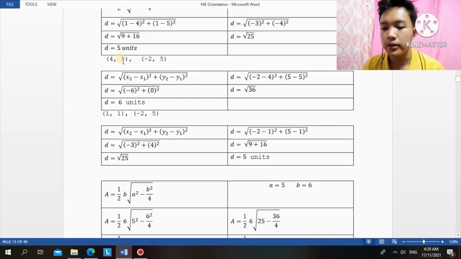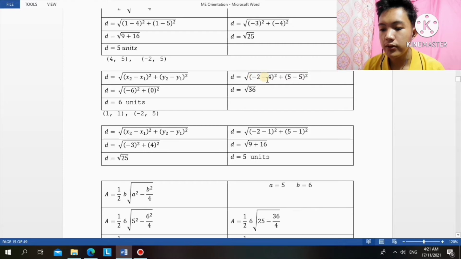So our x sub 1 will be 4, y sub 1 is equal to 5, then x sub 2 is equal to negative 2, and our y sub 2 is equal to 5. So let's substitute the values. Our equation will be distance is equal to the square root of negative 2 minus 4 raised to 2 plus 5 minus 5 raised to 2.